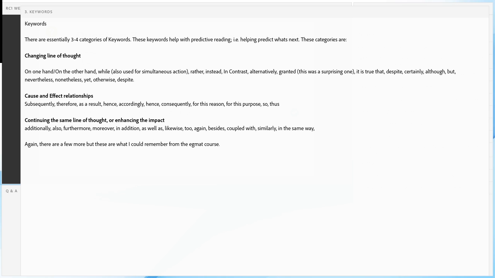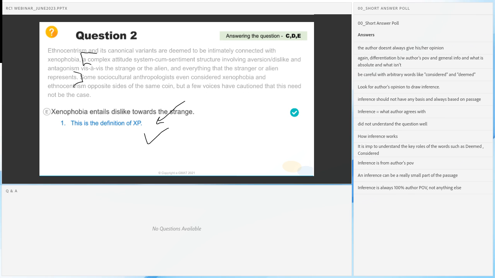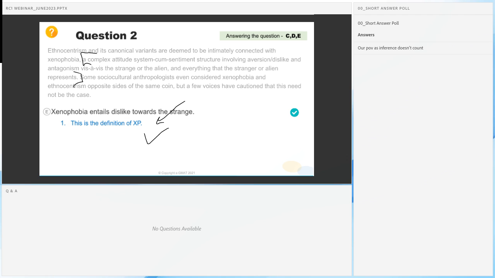Providing additional information, where you're extending that reasoning: additionally, furthermore, likewise. Again is a common one, but not a lot of people understand that. Coupled with is another common one, but not a lot of people associate coupled with as continuing the same line of thought. And knowing these keywords means that the moment you read, the ability to visualize automatically gets in there.